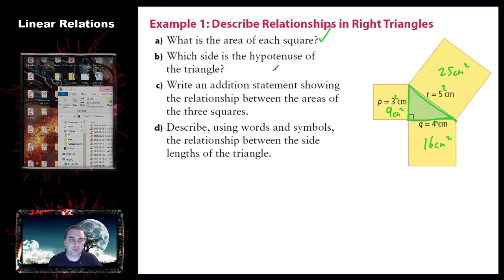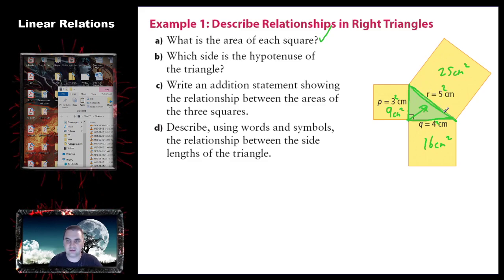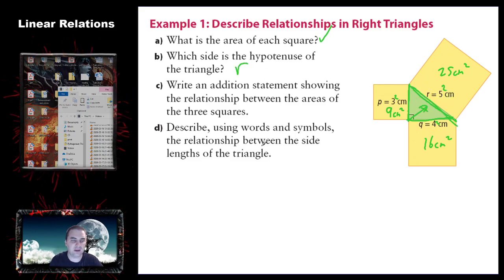Which side is the hypotenuse? Well, that one should be easy. It's opposite the right angle, and it is the longest side, so R is the answer there.